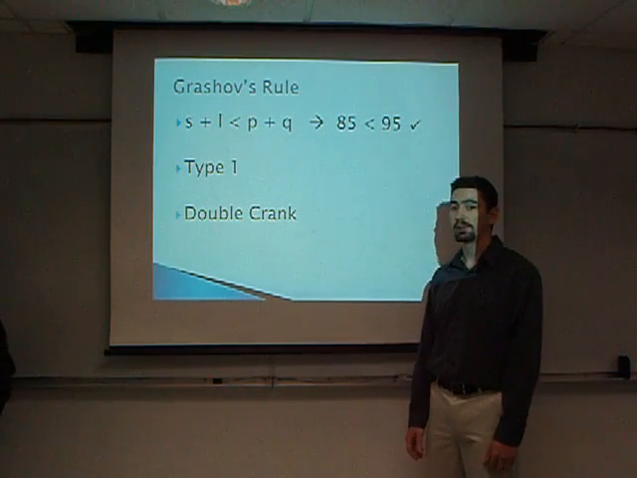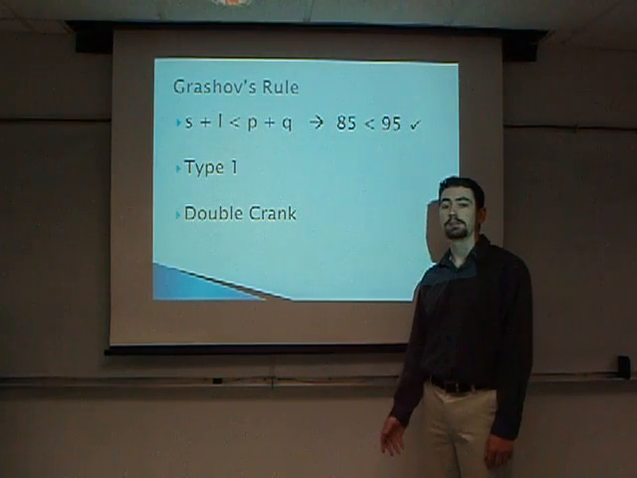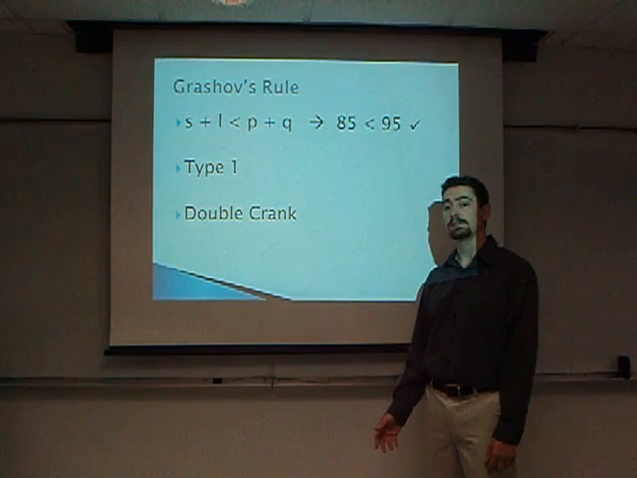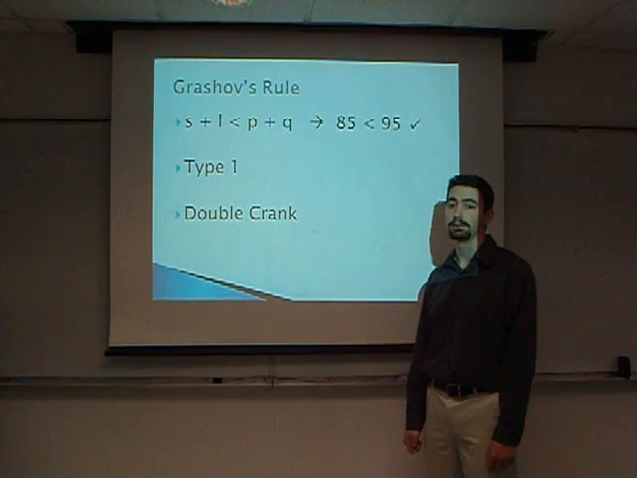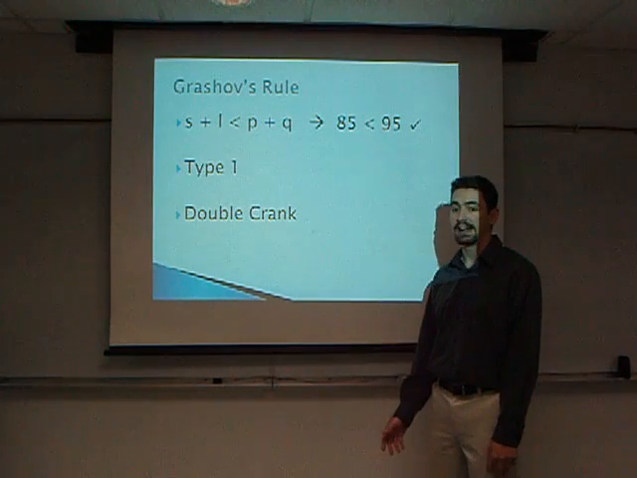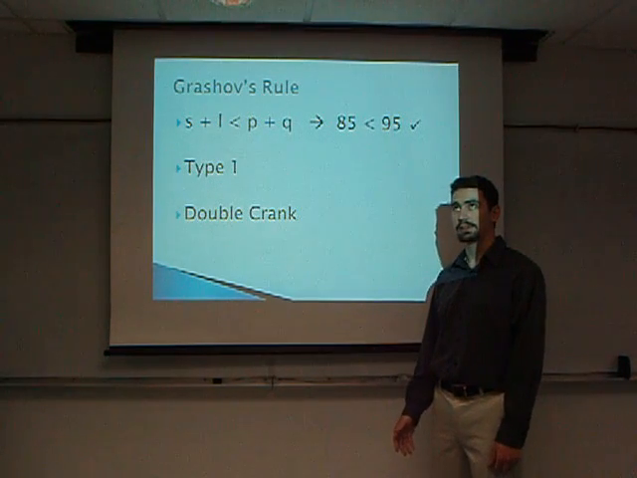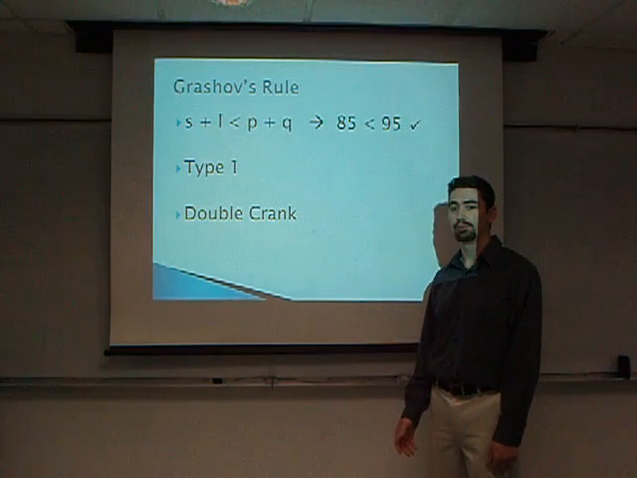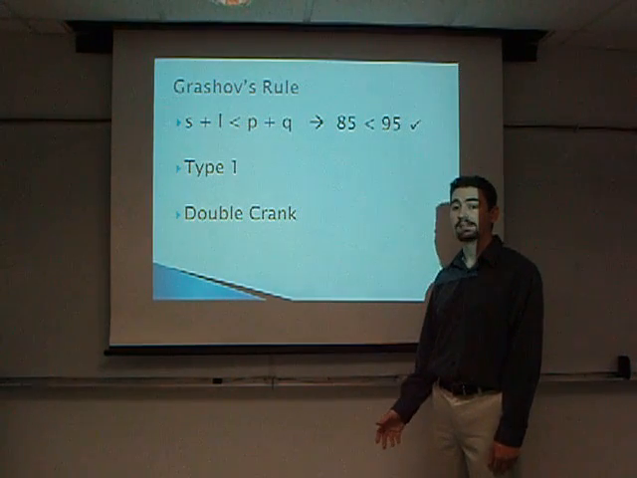As you can see from Grashof's inequality, we were given the link lengths 15, 70, 65, and 30. This holds true for a type 1 mechanism. As such, with the smallest link length attached to the two pole positions, we have a double crank system.